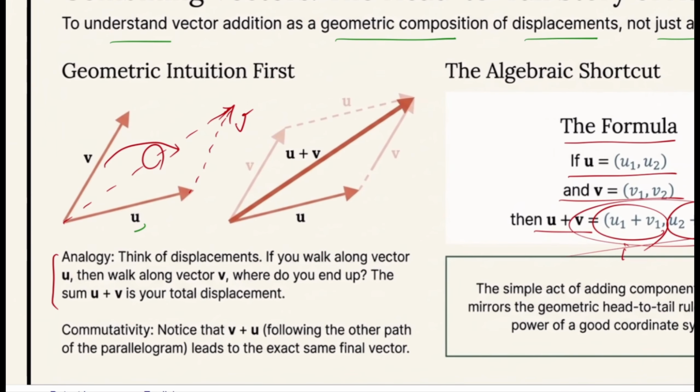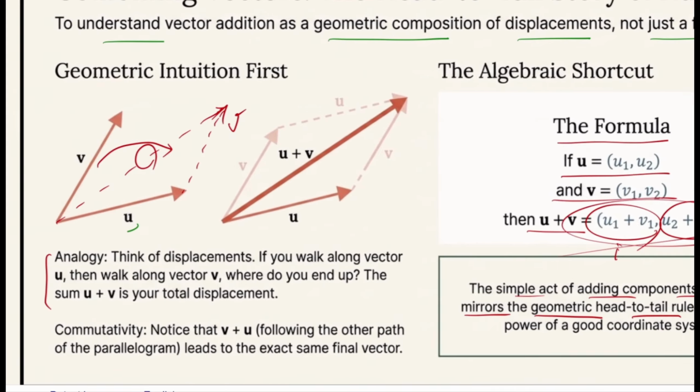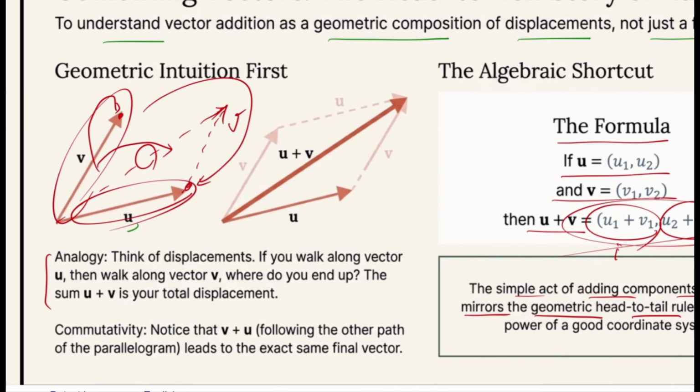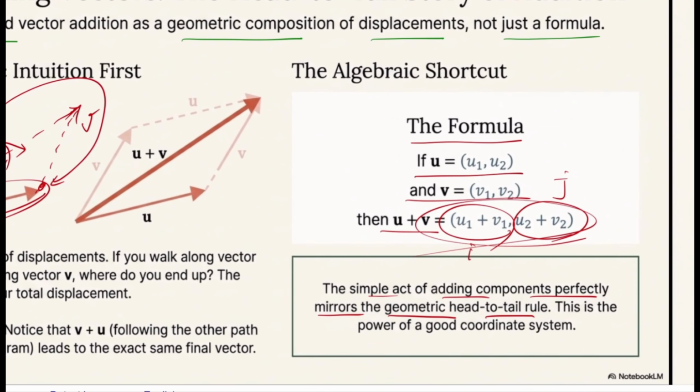So we were talking about an analogy, and we were talking about the fact that v plus u is going to be u plus v. So the simple act of adding components perfectly mirrors the geometric head-to-tail rule. As we were talking about it, we are going to move this guy to this section, or we are going to move this guy to this section. The second vector is going to start its position from the final step of the previous vector. This is the way that we can do the addition, or we can do the subtraction.